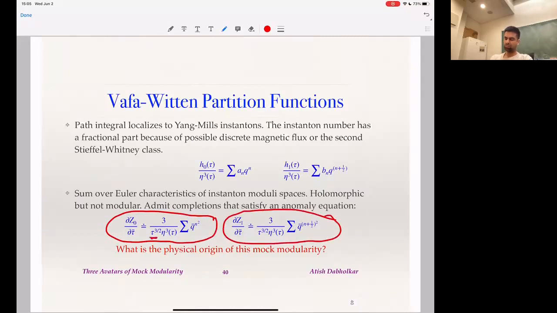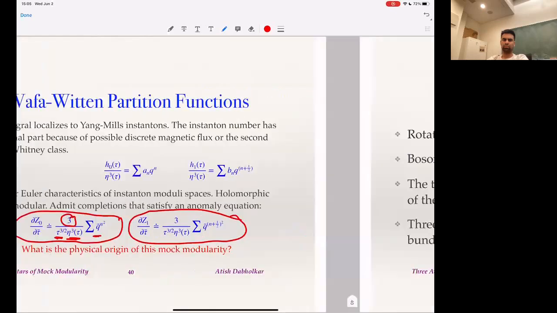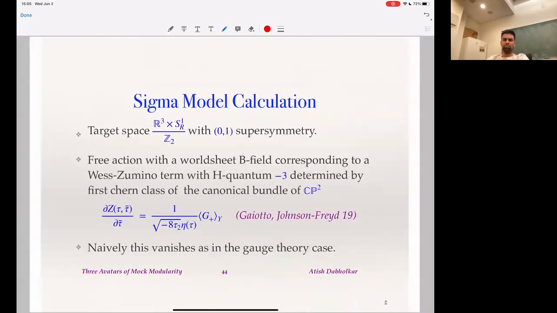It has a factor tau2 to the 3/2, eta cube tau. There is a factor of 3, and there is this anti-holomorphic sum. Now, the holomorphic sum corresponds to counting instantons. So naively, you expect that the Vafa-Witten partition function should count instantons, but somehow some anti-instantons are making their appearance here. So what is the origin of this? And we would like to understand it both from the gauge theory perspective and the sigma model perspective.